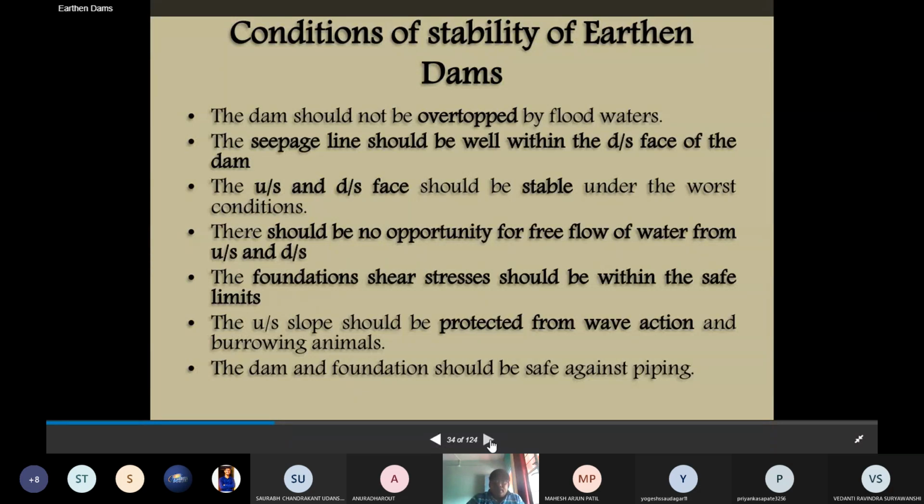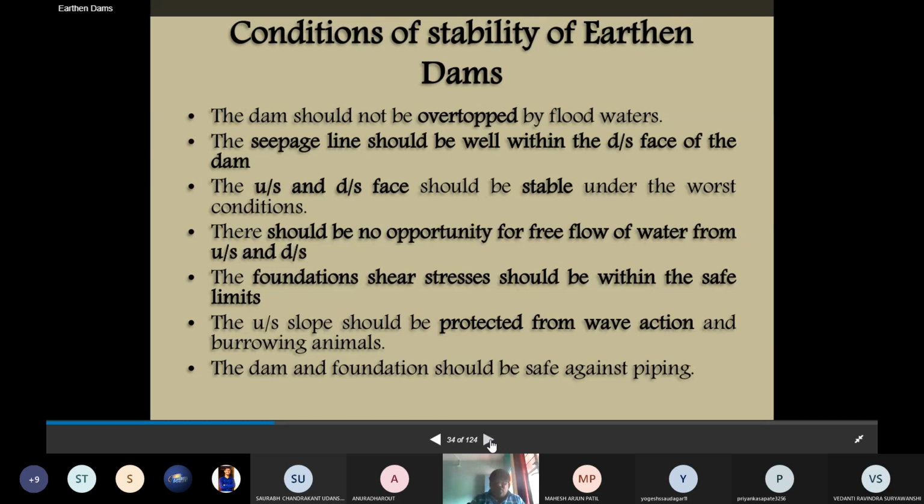The upstream part and the downstream part of the dam should remain stable under the worst conditions. If there are any natural calamities, no effect should occur on the structure of the dam. Then there should be no opportunity for the free flow of water from upstream to downstream within the body of the dam. This does not mean seepage is not allowed, but it should pass through the drains.